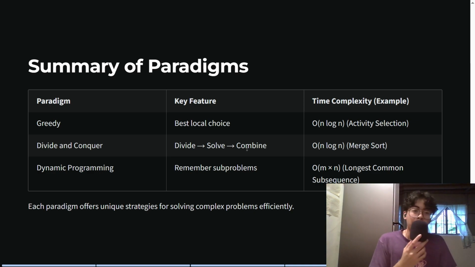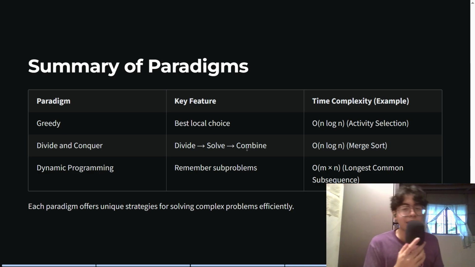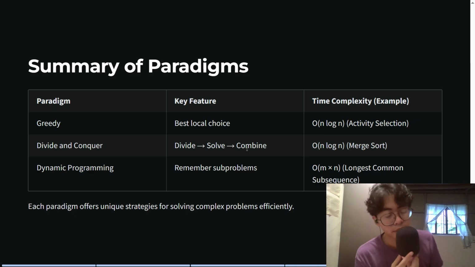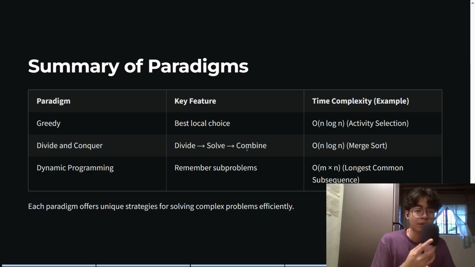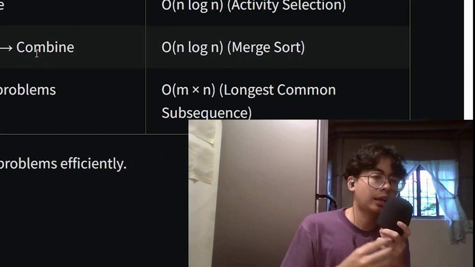Dynamic programming is the same as divide and conquer, but it remembers the subproblems. So the big O is m times n, based on the example of the longest common subsequence problem. So yes, each paradigm offers unique strategies for solving complex problems efficiently. So basically that's all.